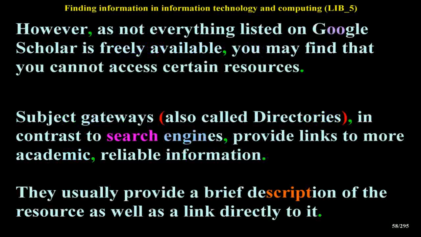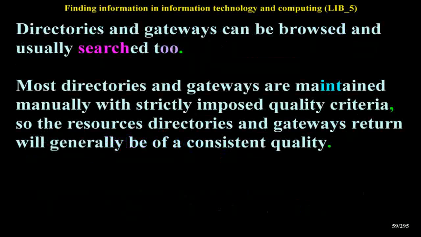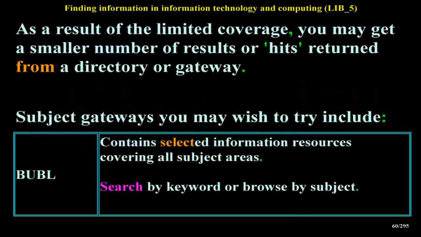Subject gateways, also called directories, in contrast to search engines, provide links to more academic, reliable information. They usually provide a brief description of the resource as well as a link directly to it. Directories and gateways can be browsed and usually searched too. Most directories and gateways are maintained manually with strictly imposed quality criteria, so the resources they return will generally be of a consistent quality. As a result of the limited coverage, you may get a smaller number of results or hits returned from a directory or gateway.